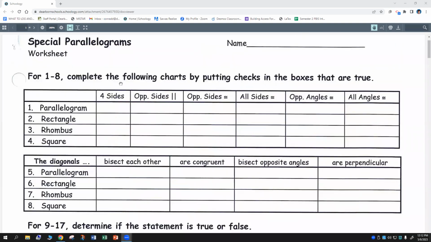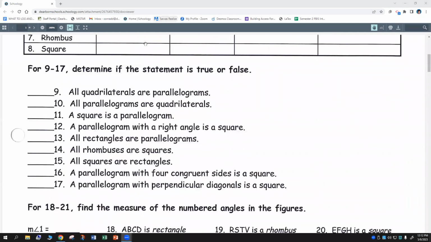All right, let's go to the next one. True and false. All quadrilaterals are parallelograms. So a quadrilateral is a 4-sided figure. A parallelogram is a 4-sided figure that has 2 pairs of opposite sides that are parallel. So if I can find a quadrilateral that's not a parallelogram, so for example, a trapezoid, right? There's a 4-sided figure that's not a parallelogram. So this statement is false.